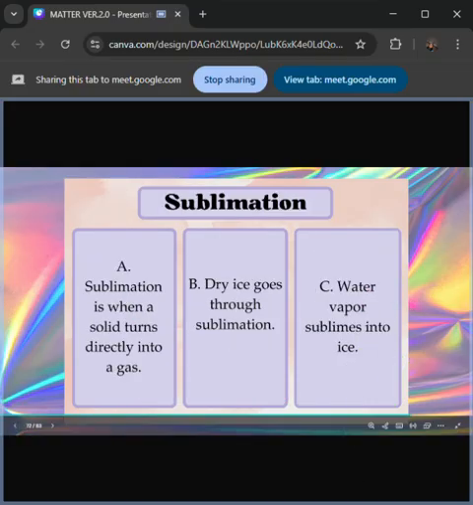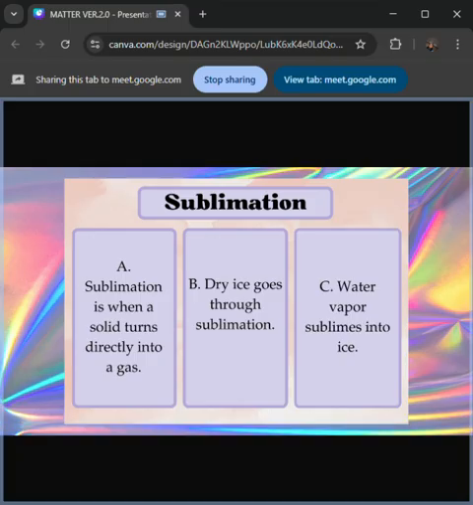Okay, so sublimation. Which of these options is incorrect or is a lie? Okay, so anyone? Let me see. If no one's going to answer, then let's try to guess what the answer is. Okay, so you're thinking. So let me check.